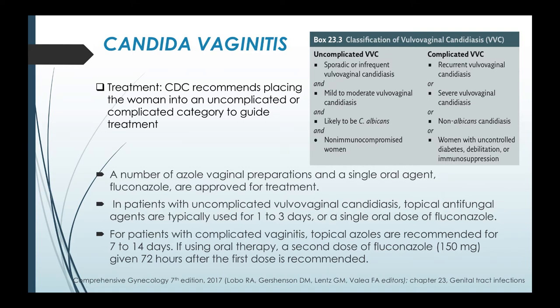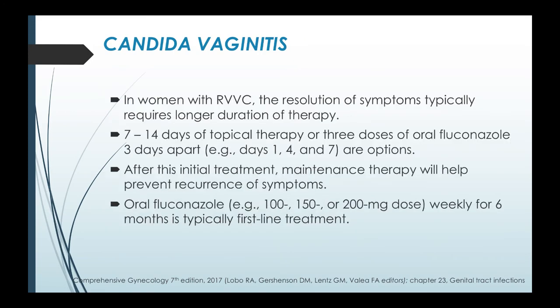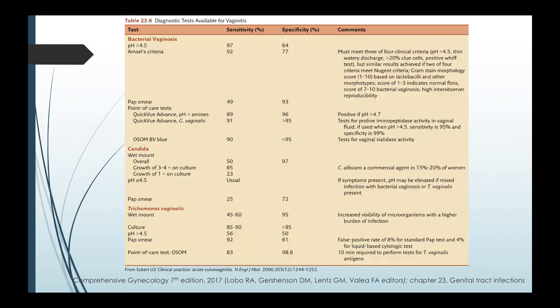Now, if you use oral therapy, a second dose of fluconazole, that's a 150 milligram tablet, given 72 hours after the first dose, is recommended. In women with recurrent vulvovaginal candidiasis, the resolution of symptoms typically requires a longer duration of therapy. 7 to 14 days of topical therapy or 3 doses of oral fluconazole 3 days apart are your options. After this treatment, maintenance therapy will help prevent recurrence of symptoms. Oral fluconazole weekly for 6 months is typically the first line of treatment.